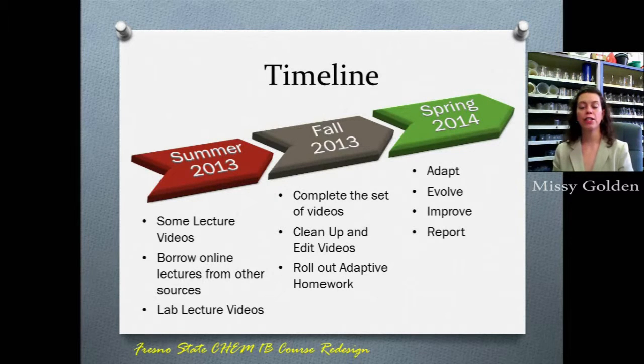Hopefully in spring 2014 we'll be able to adapt and evolve from what we learned in previous semesters, and hopefully it'll be an improvement. And if we've made good progress, we'll be able to report what we've learned so that others can learn from our success. And hopefully we can use these same techniques, if successful, in Chemistry 1A, the first semester program, and not just the second semester chemistry program.